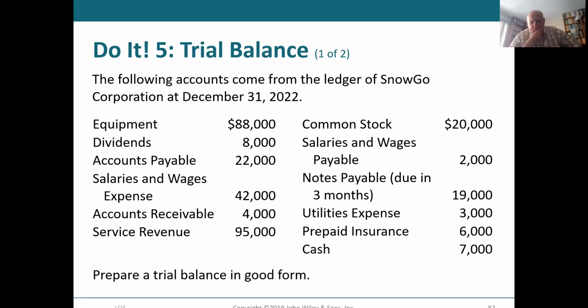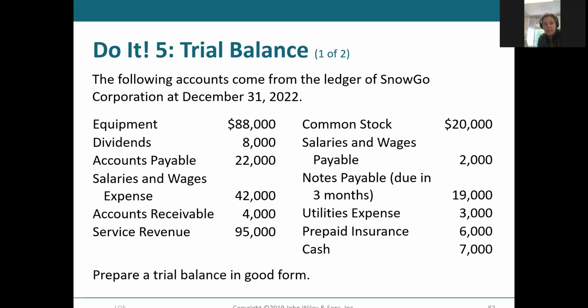Let's see if we can find all our assets. I'm starting on the upper left. Equipment is definitely an asset. I see accounts receivable, that's an asset. And I see cash. Okay, looks like we have three assets, right? Equipment, accounts receivable, cash. What order do we list those three on the trial balance?